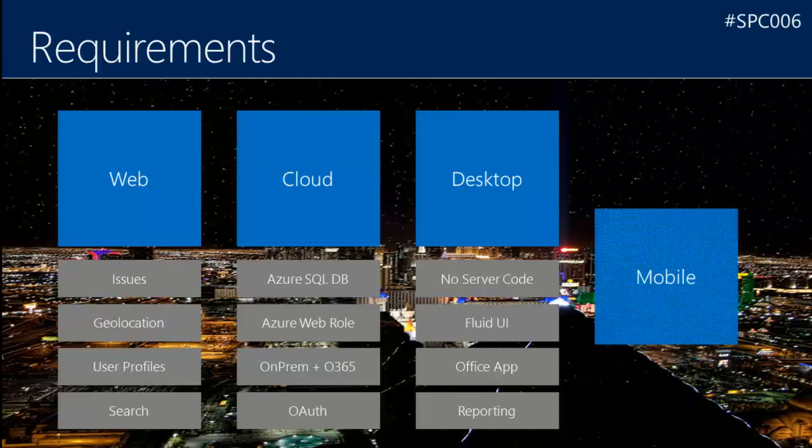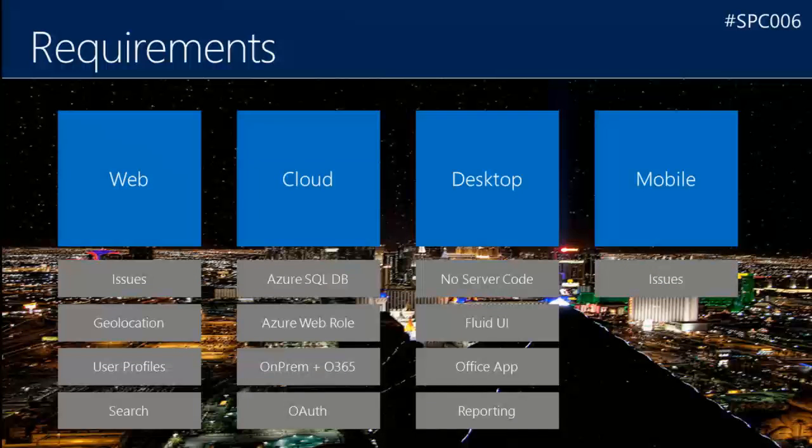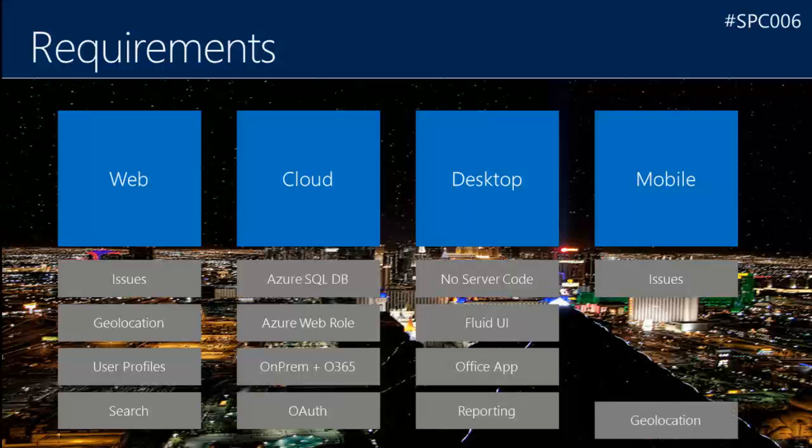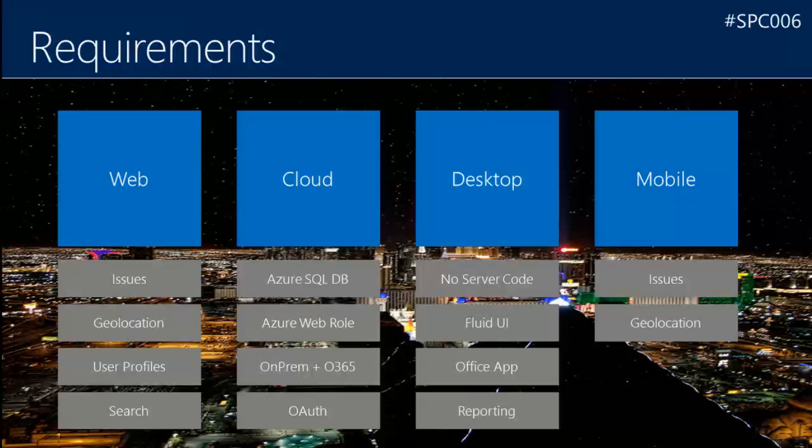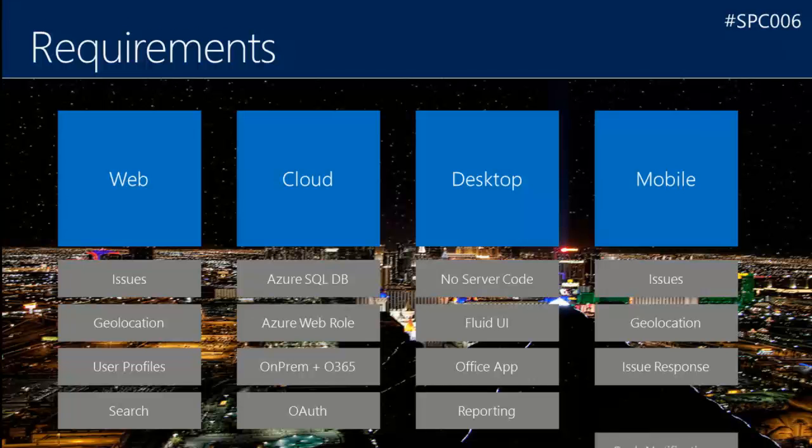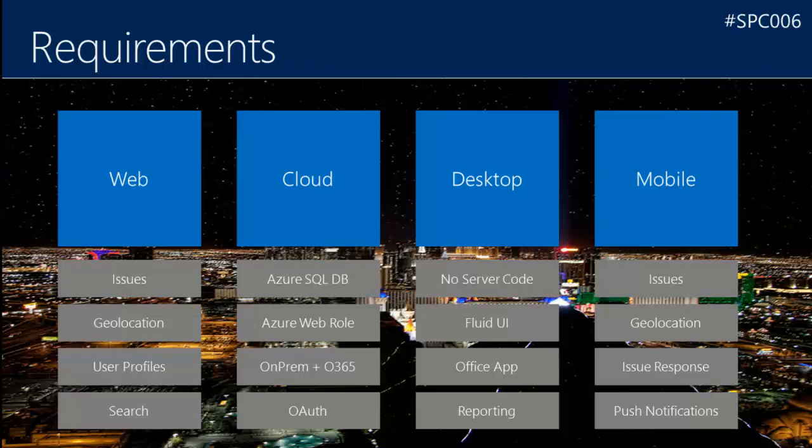And finally, we have the mobile piece. We want engineers to be able to track issues on their phone, be able to see where their users are who have submitted issues, be able to respond to those issues from the mobile device, and also to get push notifications when things change in the app so that they see them on their Windows device.